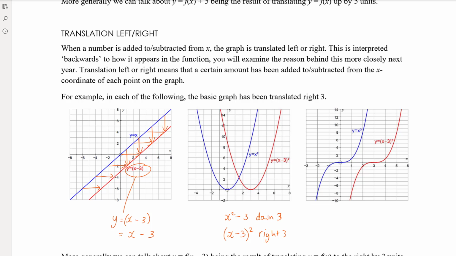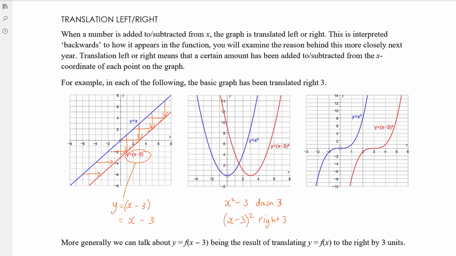Okay, so when we're translating left and right, we're adding onto the x coordinate. So to the right by 3, we've added 3 to all the x coordinates. The whole graph translates to the right by 3. Similarly with the cubic, okay, again the distinction between this is an x cubed minus 3, which would be down 3. This is x minus 3 all cubed, which is to the right by 3. So again, taking every point, adding 3 onto its x coordinate, we get to the new point, okay?